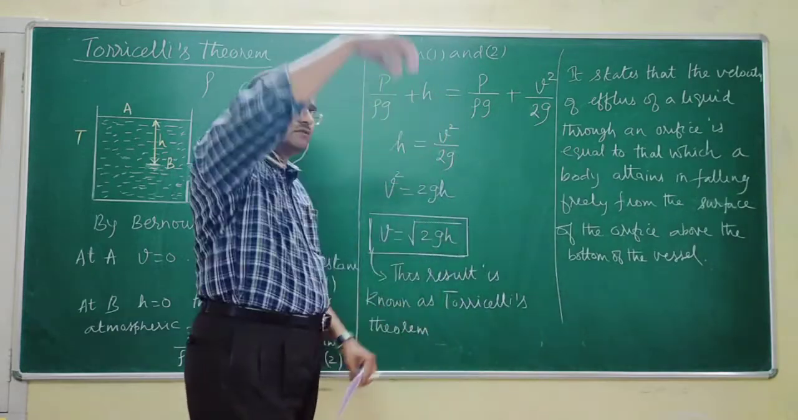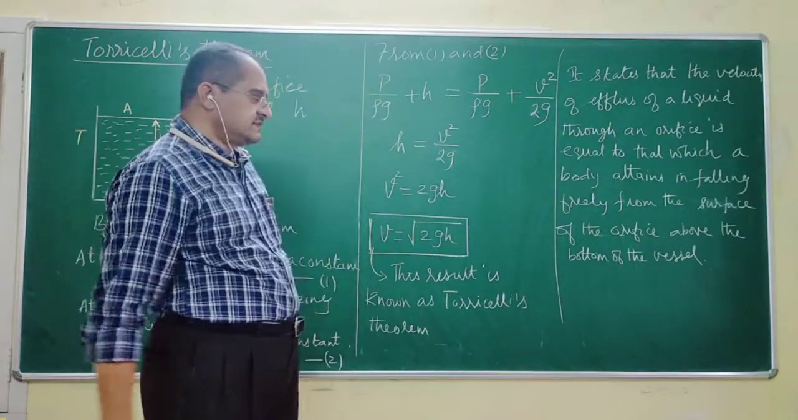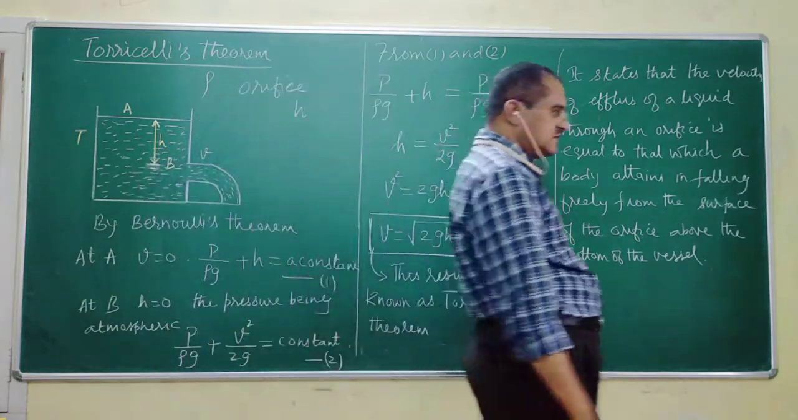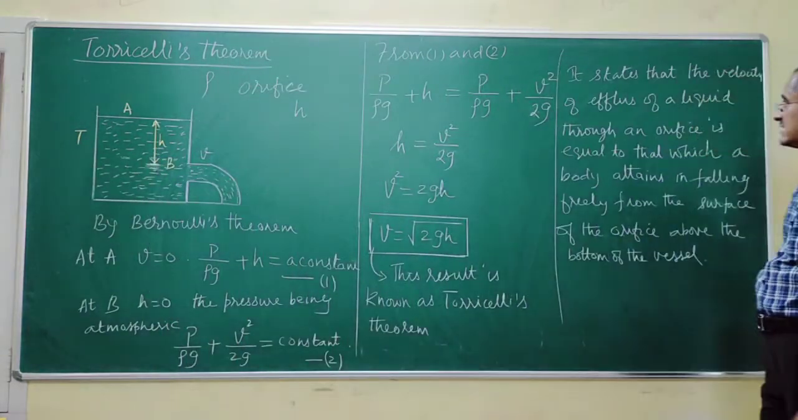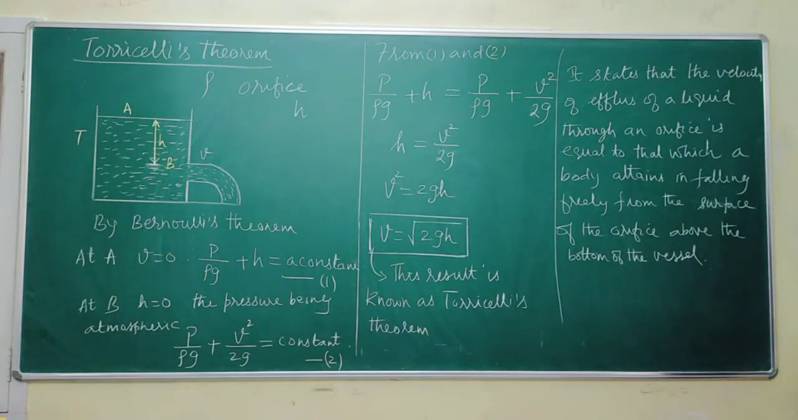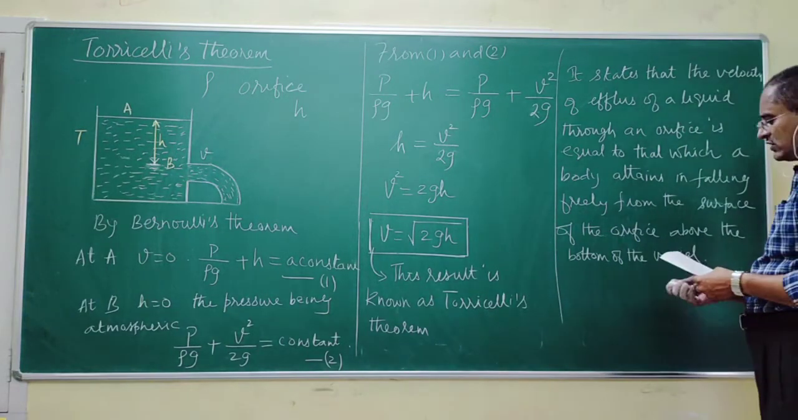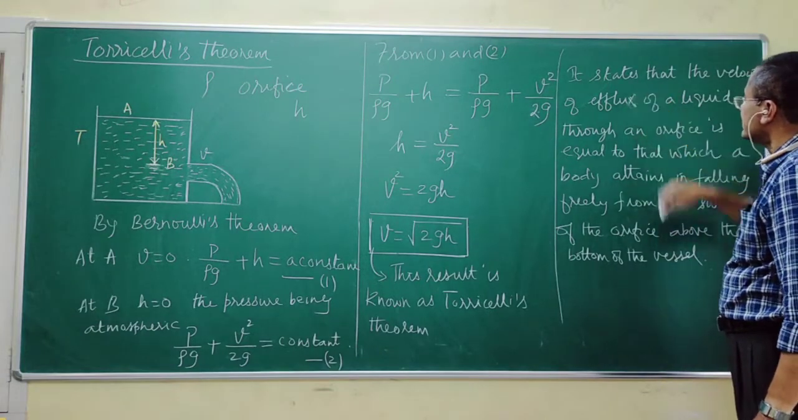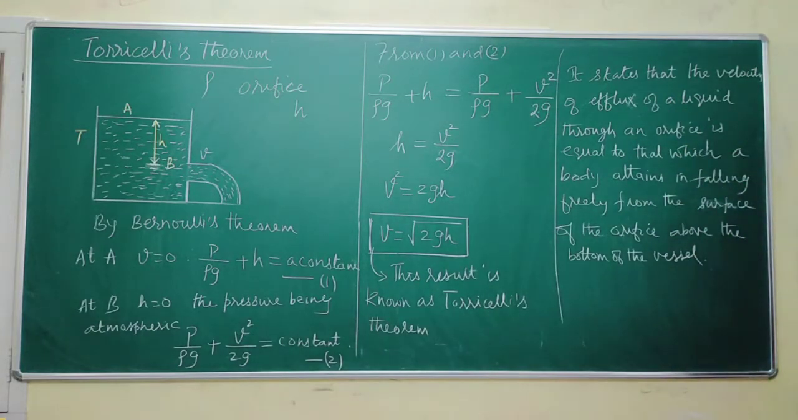See, if your body is falling from a height, it will reach the ground with this velocity. Exactly in the same way, Torricelli's theorem also states that the velocity of the efflux of a liquid through an orifice is equal to that which a body attains in falling freely from the surface of an orifice above the bottom of the vessel.